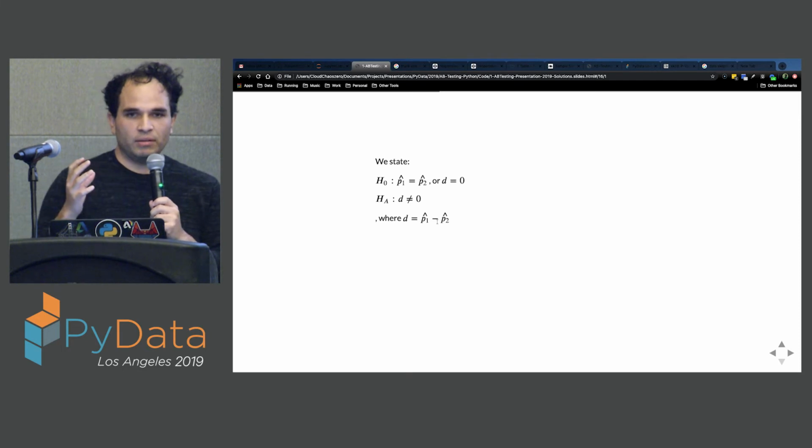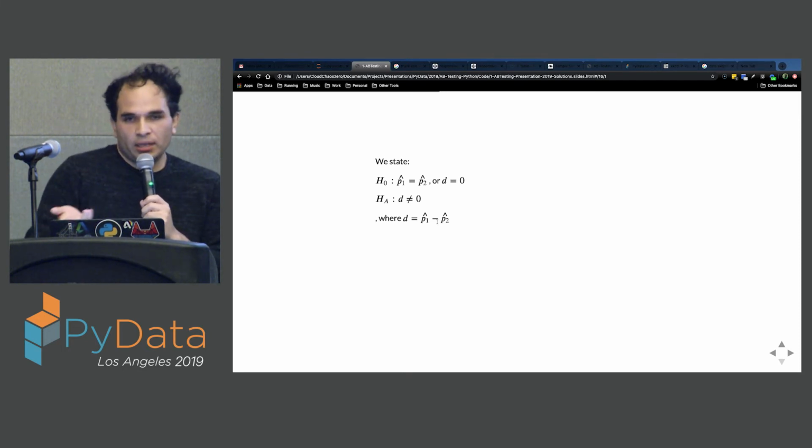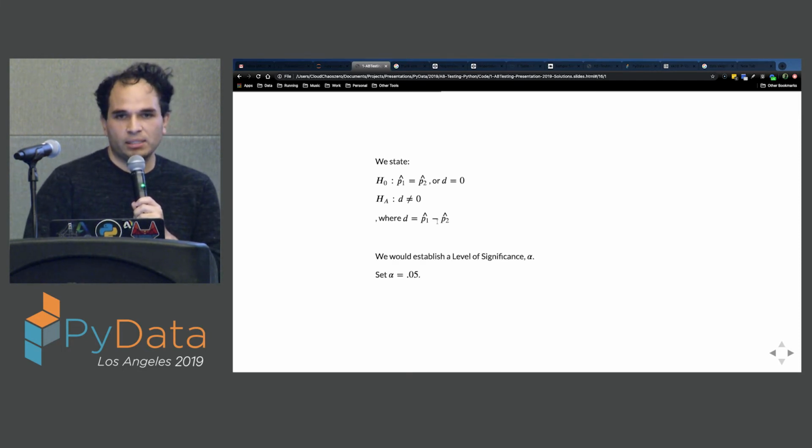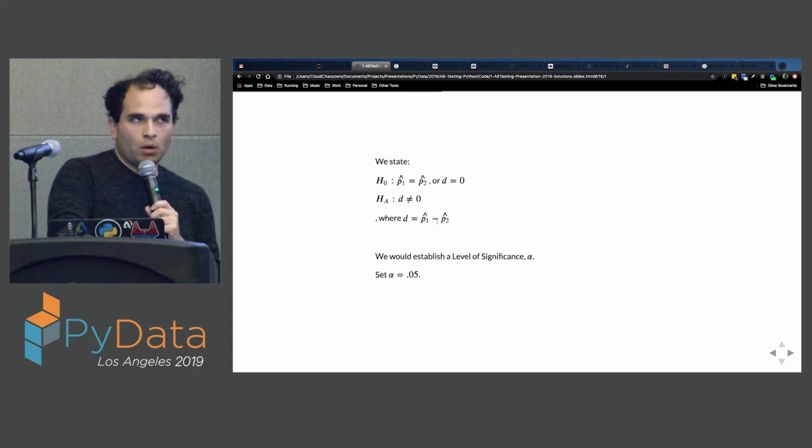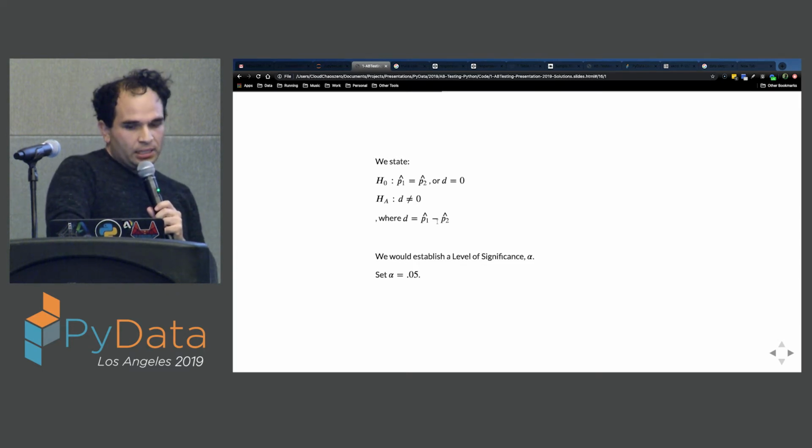An alternative hypothesis is D does not equal 0, which is the difference between these two is substantially not, they actually are not indifferent. They have some statistical difference to them. And respectively, also within our statement of our hypothesis, we establish a level of significance alpha and set that to equal 0.05.